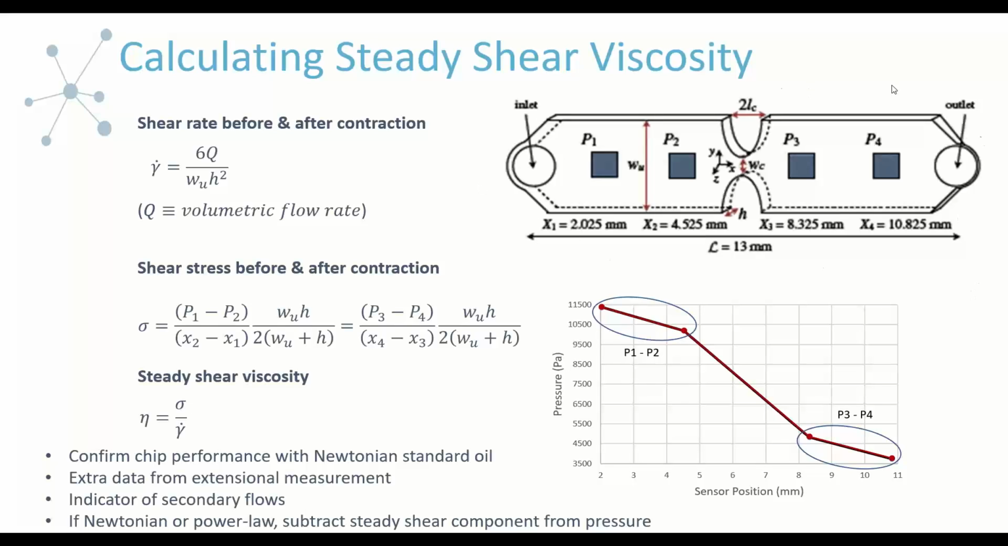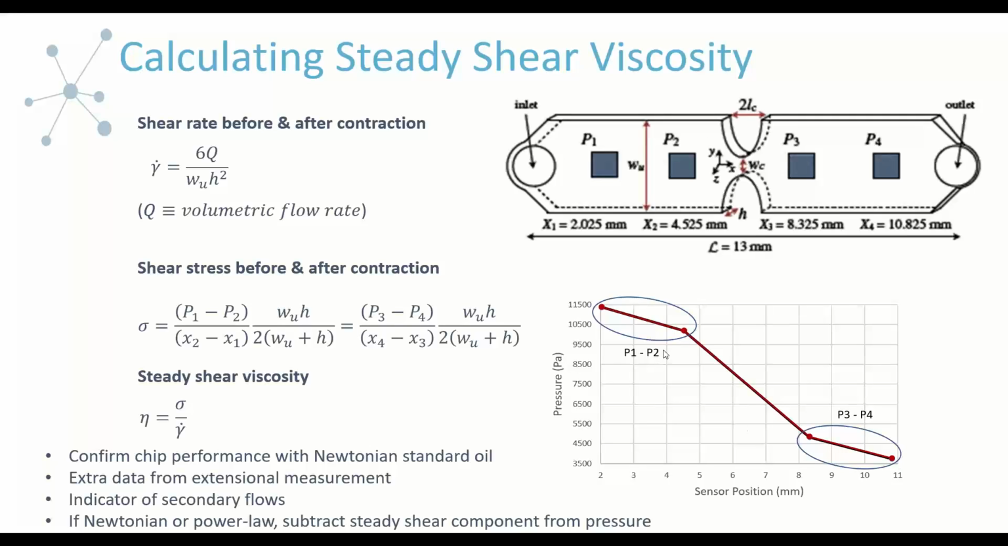This schematic on the top here is a reminder of where the pressure sensors are positioned relative to this hyperbolic contraction zone. And also a reminder of what the pressure profile looks like as we're moving through the flow channel. Unlike the uniform channel, where we would have a linear relationship with a single slope, we see this shift in slope as we move into the constriction zone and then another shift as we move out.